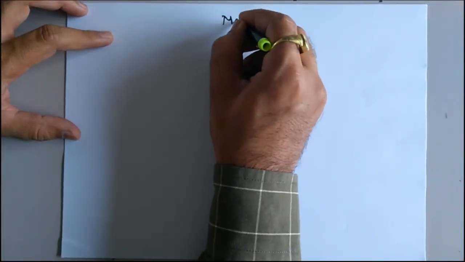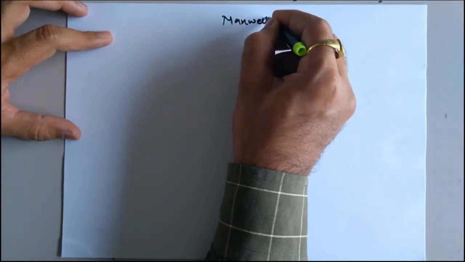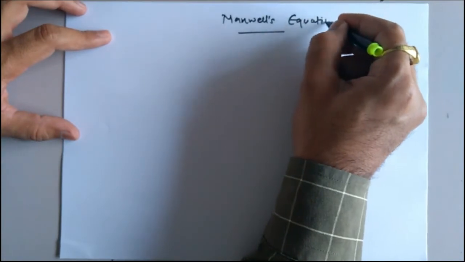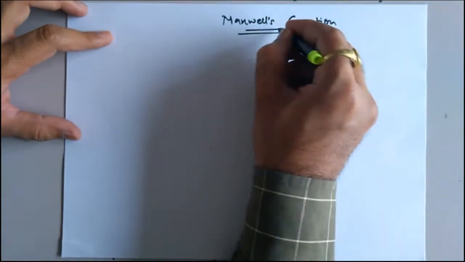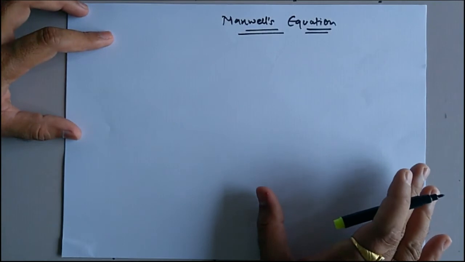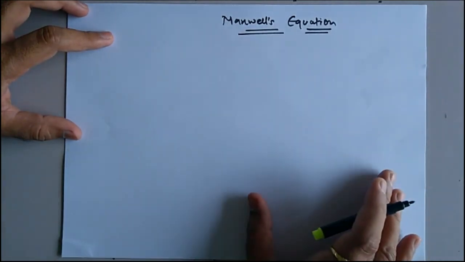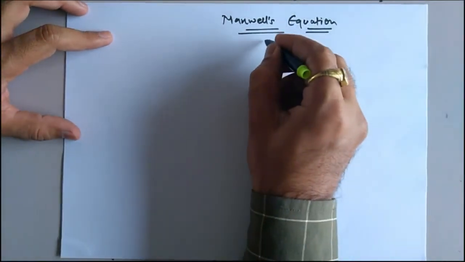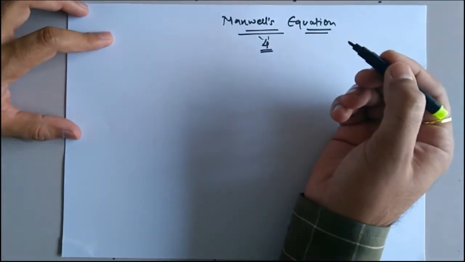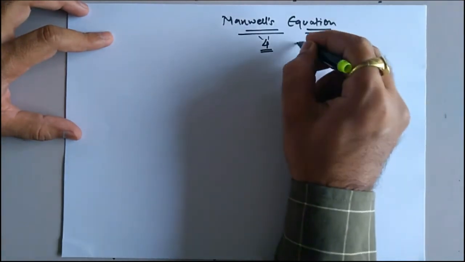Now let us discuss the concept of Maxwell's equations. Maxwell's equations play an important role in studying the behavior of electric field and the behavior of magnetic field. There are basically 4 equations which were written by Professor Maxwell in point form.